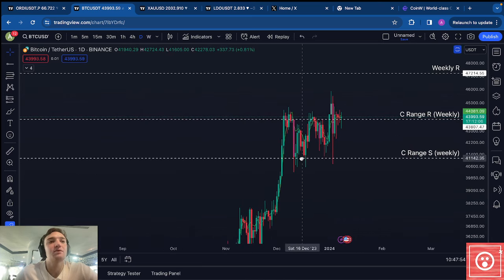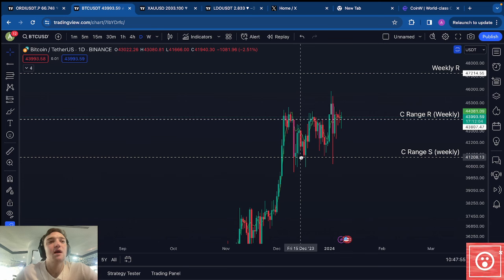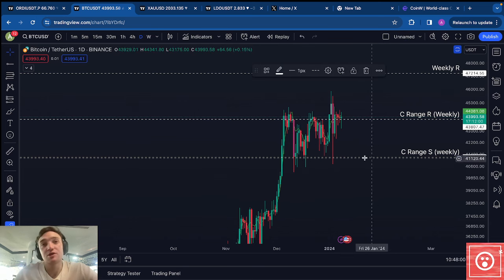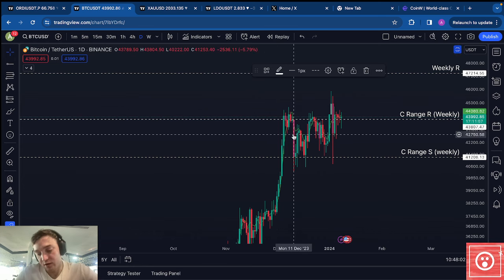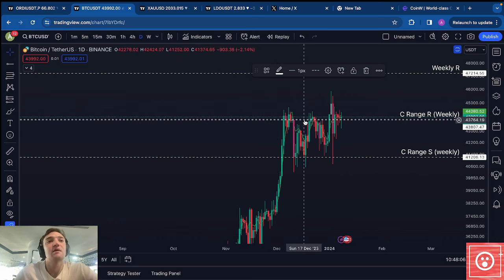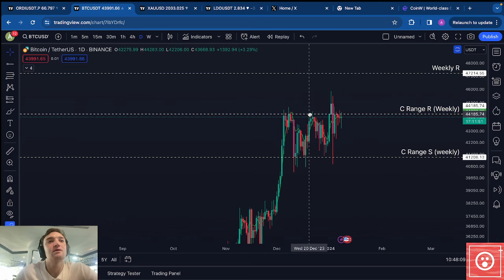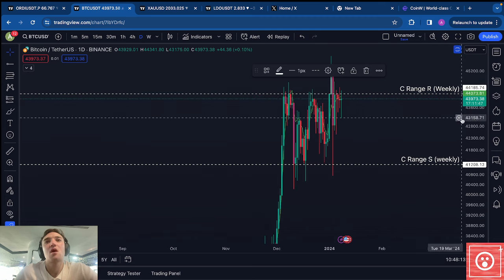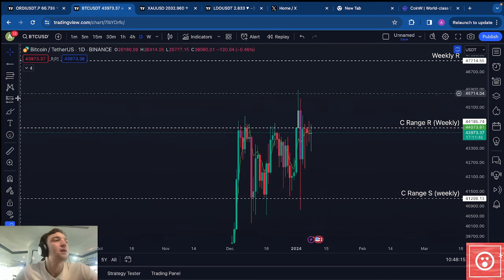You can put this down a little bit to just match the daily. So the daily match is 41,200. It's a very, very strong level that we need to watch out for on Bitcoin. So 41,200 is our daily resistance, daily support. And then if you want to pull this up here, say 41,185 is our resistance.